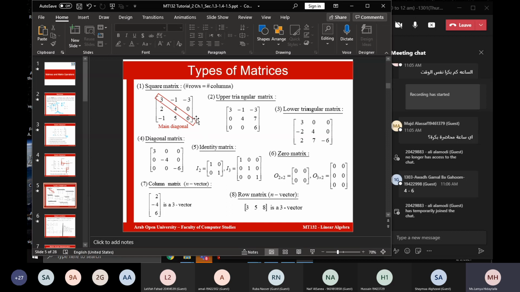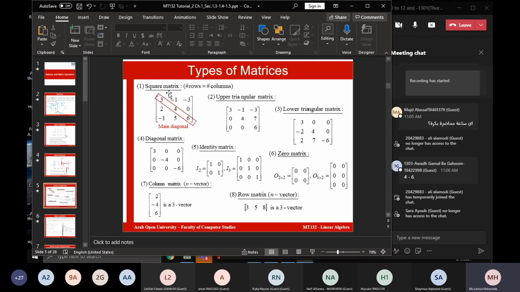Now we want to know certain types of matrices. We say that a matrix is a square matrix if the number of rows equals the number of columns, like a square where all sides have the same length, correct? So when the number of rows is equal to the number of columns, we call this matrix a square matrix.